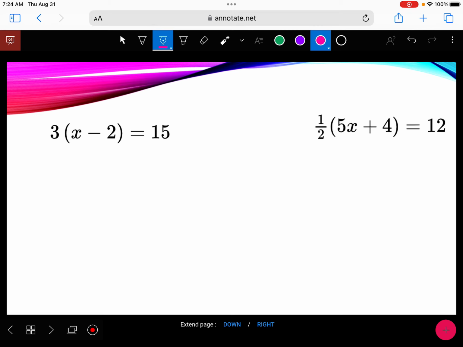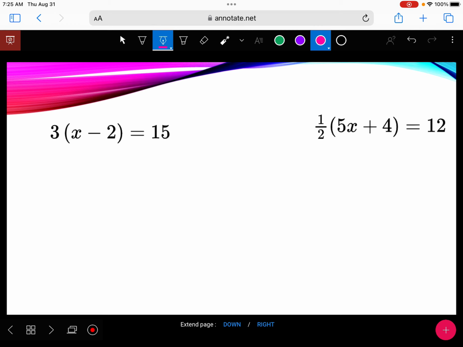So we have 3 times the quantity x minus 2 plus 15. When we are working with more than one operation, it's kind of easiest if we work from the outside in. Start with the stuff that's outsidiest. In this case, my x is inside of parentheses, so I want to deal with that 3 first.